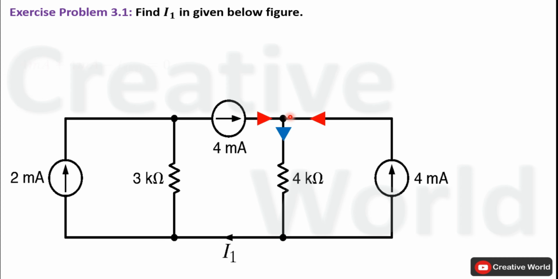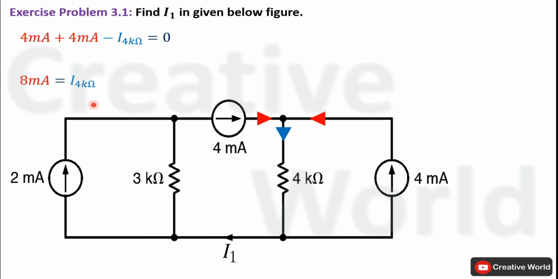Kirchhoff's current law equation for this particular node will be the sum of all entering currents, which are 4 milliampere and 4 milliampere, minus the sum of all leaving currents. In this case, only one current is leaving from this node, and all of this will be equal to 0. Now we are interested to calculate the value of current from this 4 kilo ohm branch. So add these values together and place this variable on the other hand side of equal. I into 4 kilo ohm will be equal to 8 milliampere.